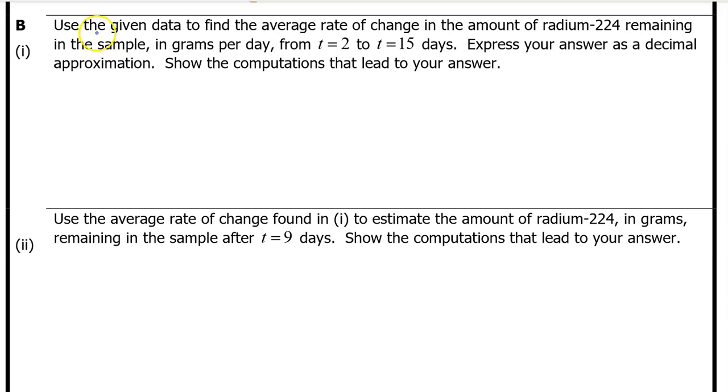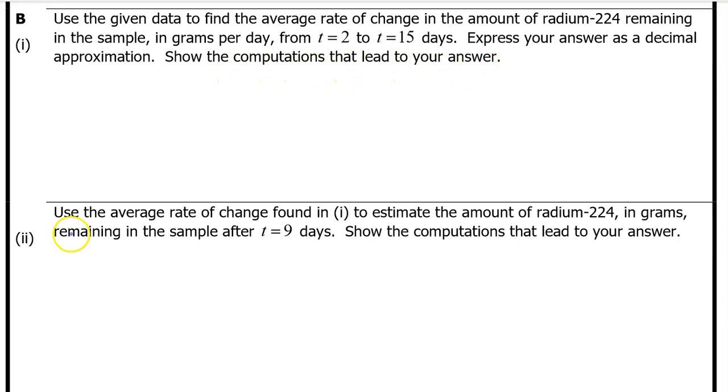B Part 1. Use the given data to find the average rate of change in the amount of radium-224 remaining in the sample in grams per day from t equals 2 to t equals 15 days. Express your answer as a decimal approximation. Show the computations that lead to your answer. I notice that we're going to use the average rate of change in B Part 2. So let's define a letter C as being equal to the average rate of change that we are about to calculate. That way, if it comes out to be a crazy decimal, we can just use the letter C instead.